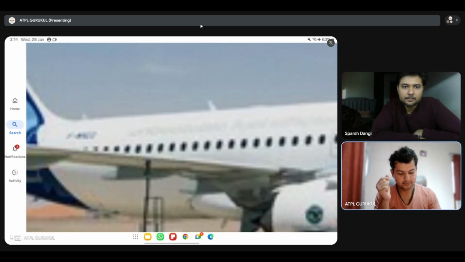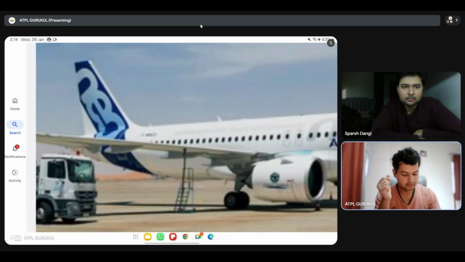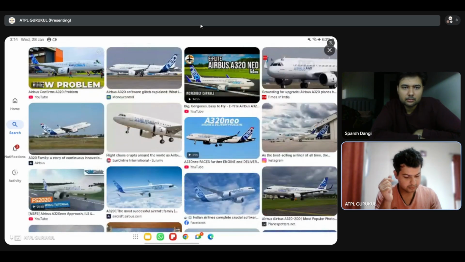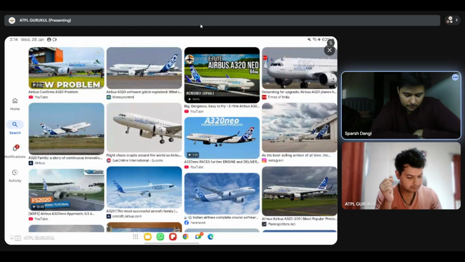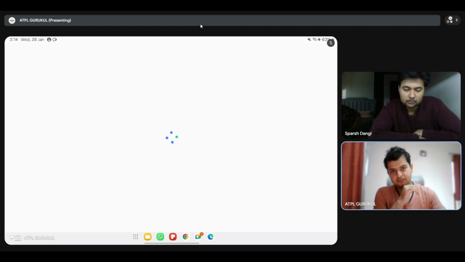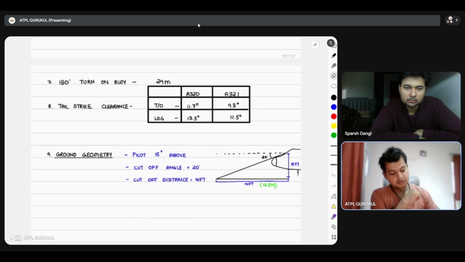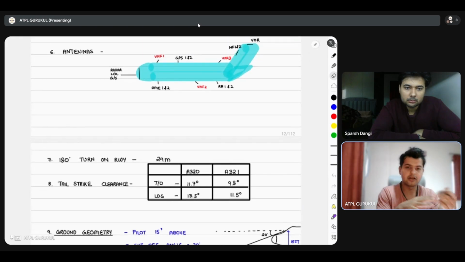This is your VHF3 antenna, and at the back the SATCOM. Any doubts? No, no. So that's about it. That's about your antennas. You have also physically seen the antennas which are there in your aircraft.